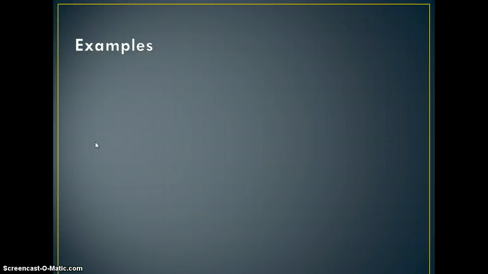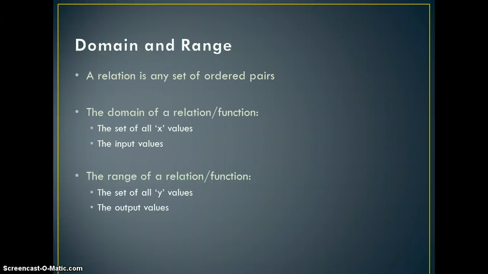A couple of examples, we just did those already, so make sure you have those written down, the ones that we gave you going through there. The other topic, domain and range. A relation is any set of ordered pairs, and these will have a domain and a range.